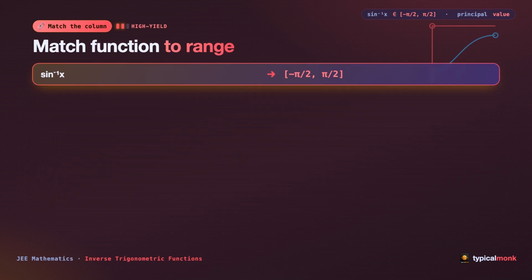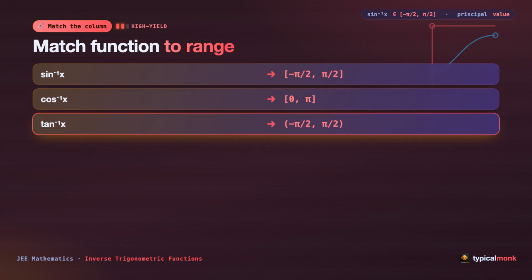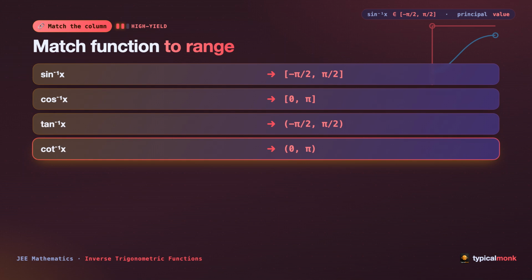A quick match now. Say each range aloud before the reveal. Sine inverse x maps to the closed interval from -π/2 to π/2. Cosine inverse x maps to the closed interval from 0 to π. Tangent inverse x maps to the open interval from -π/2 to π/2. And cotangent inverse x maps to the open interval from 0 to π.